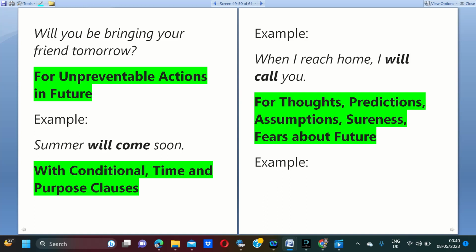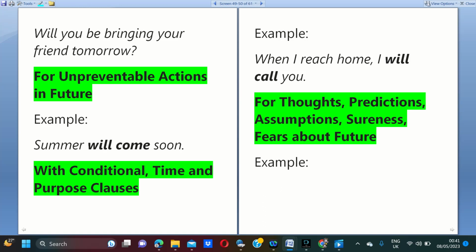Next, with conditionals. When I reach home, I will call you. Here, which is the subordinate clause? When I reach home is the subordinate clause. I will call you is the result. It is a type 1 condition. The subordinate clause is in the present tense, and the main clause will be in the simple future. Here, simple future is used in combination with simple present in the subordinate clause.